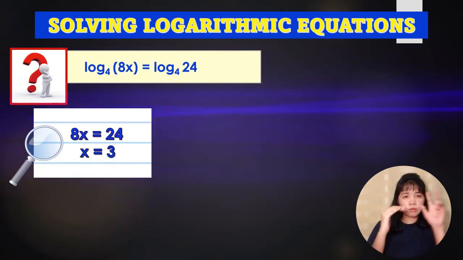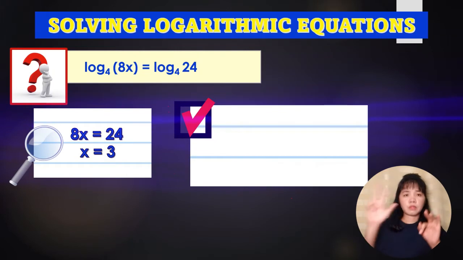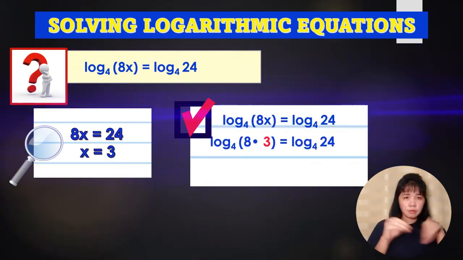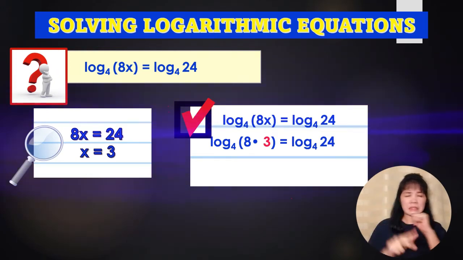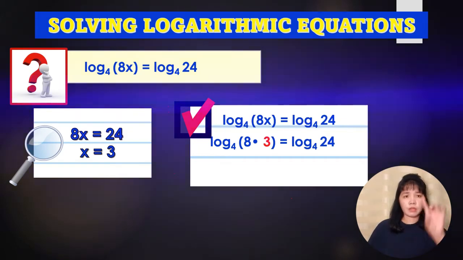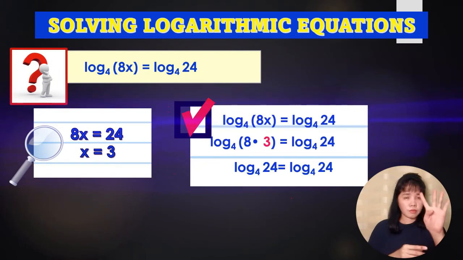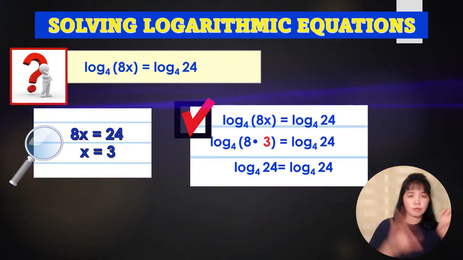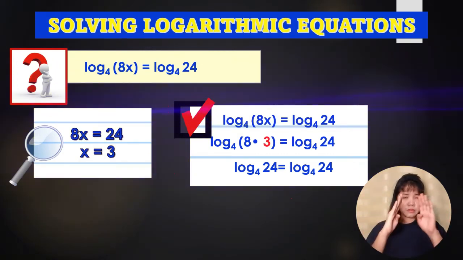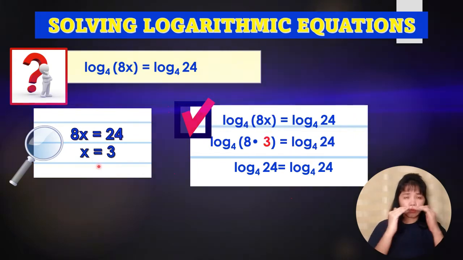Now let's check if 3 is the solution. So copy the given. Then substitute 3 on x. So instead of writing x, replace it by 3. The logarithm of 8 times 3 to the base 4, is that really equal to the logarithm of 24 to the base 4? Multiplying 8 and 3, as you can see, the left side of the given equation and the right side of the given equation are equal. Therefore, we can say that the solution is 3.